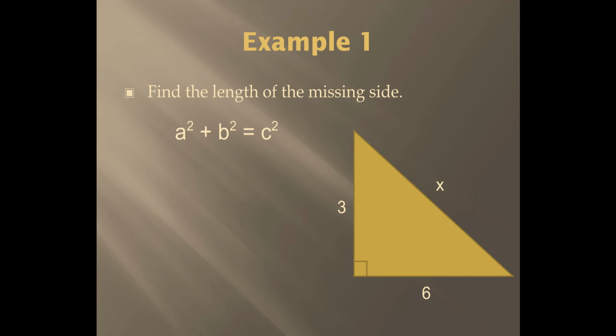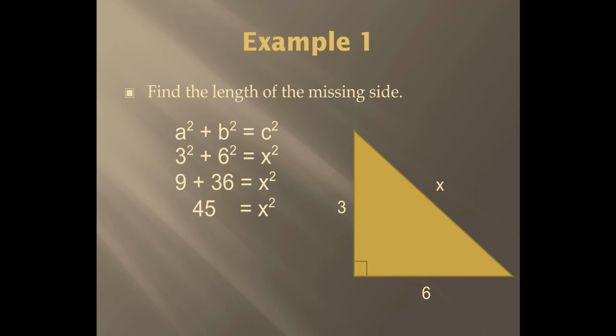Does it matter which one you put in? No, you could say 6 is a and 3 is b. It doesn't matter as long as it's the length of the legs that are going in there and that the hypotenuse goes in the c value spot. So you'll have 3 squared plus 6 squared equals x squared. And you have 9 plus 36 equals x squared. And 45 equals x squared.